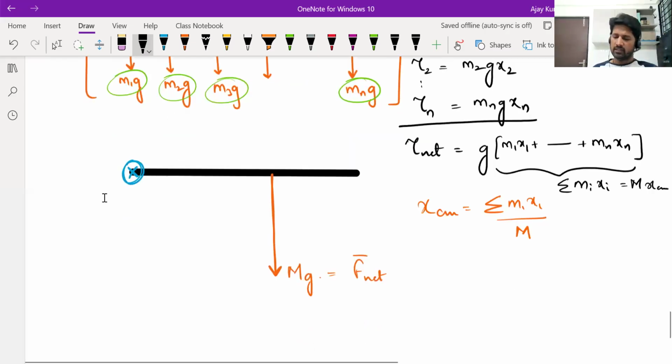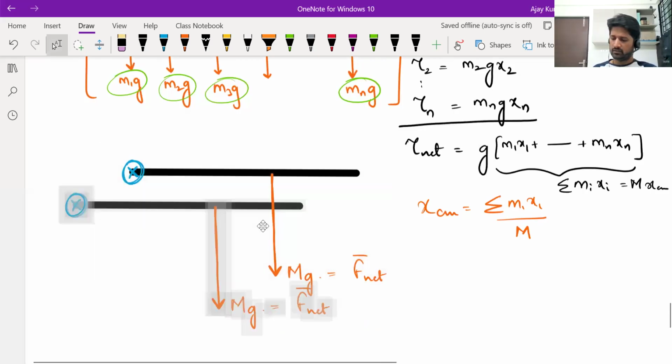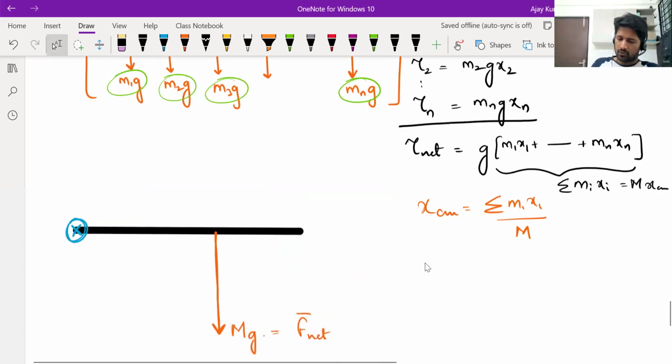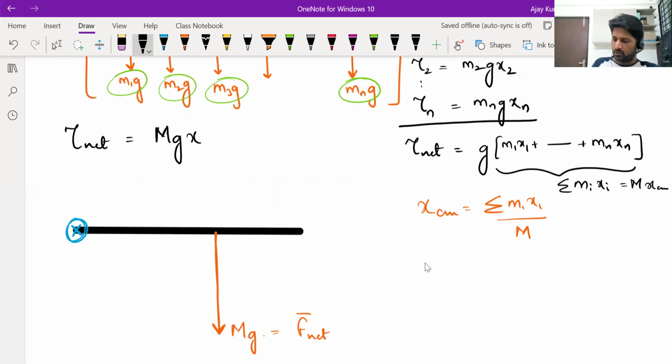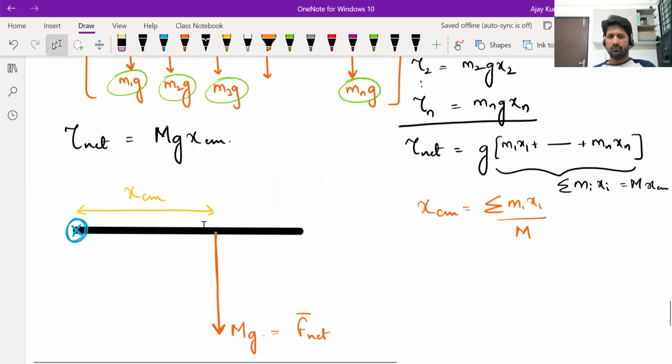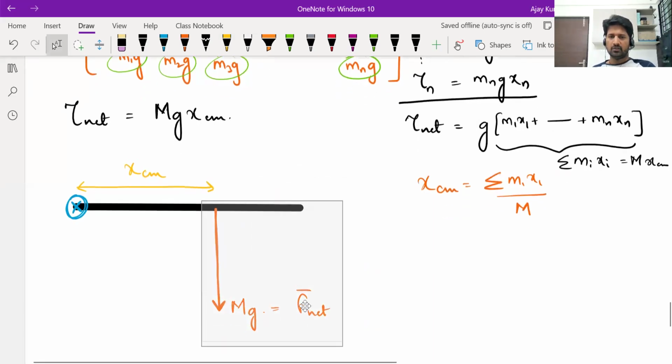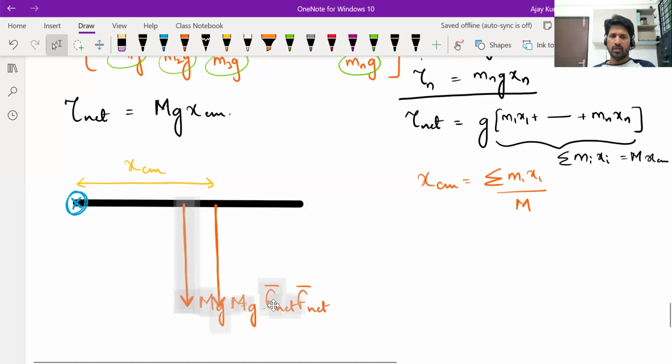Therefore, the net torque produced by all these small weight vectors is mg into the x coordinate of center of mass. Therefore, where should you assume that net force to be acting? Wherever the center of mass is present, you should assume it to be acting there. And we know the center of mass for a rod is the midpoint. So you can assume its weight to be acting through the midpoint for torque calculations. That is what all this proves.